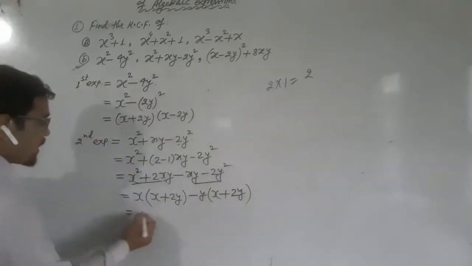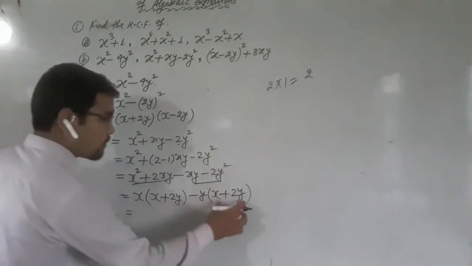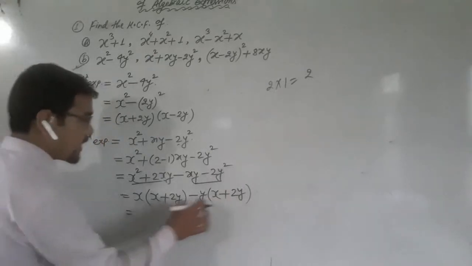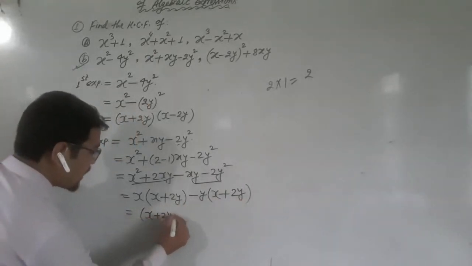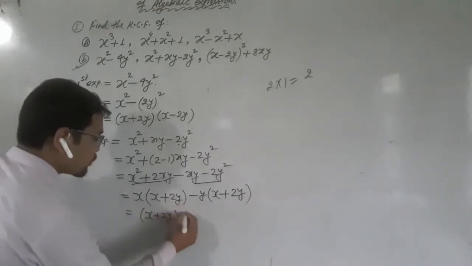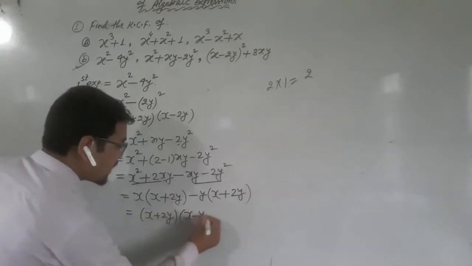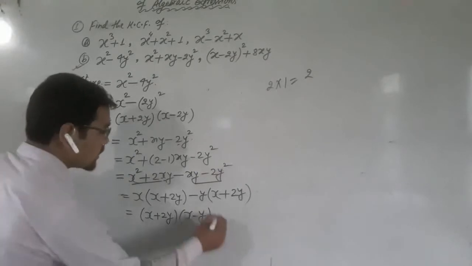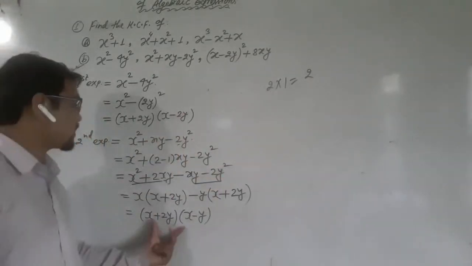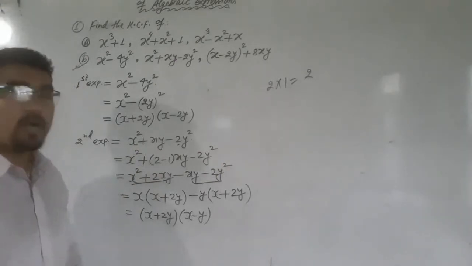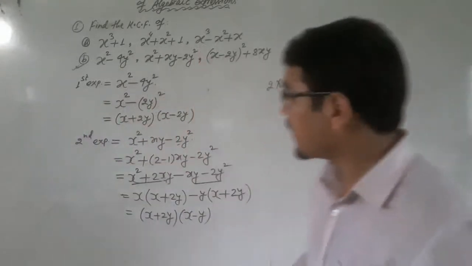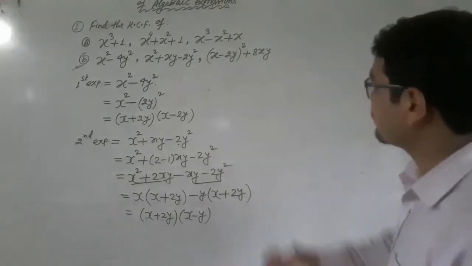So everybody, we have seen x plus 2y is common here. So we can write only one x plus 2y here, and another is x minus y. So another x minus y we can write. This much we can do. These two are the factors of this algebraic expression. Okay. Now next question.